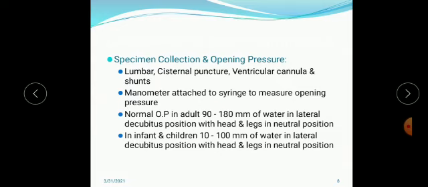Now how is this CSF collected, and what is the role of opening pressure of the CSF? CSF is collected via lumbar puncture, cisternal puncture, either from ventricular cannula or ventriculoperitoneal shunt. A manometer is attached to the syringe to measure the opening pressure. Normal opening pressure in adults ranges from 90 to 180 millimeter of water in lateral decubitus position, with head and legs in neutral position. In infants and children, it ranges from 10 to 100 millimeter of water in lateral decubitus position, with head and legs in neutral position.